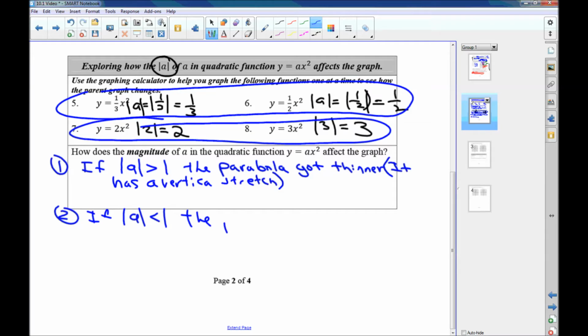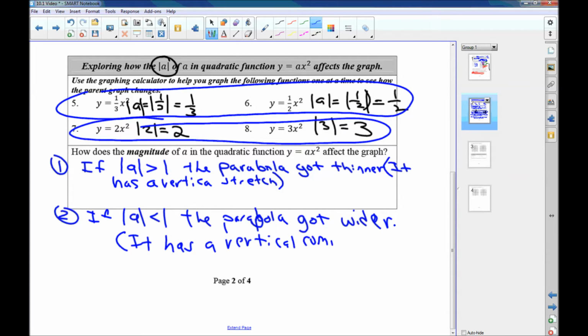Well, the parabola got wider. These are the math words: it has a vertical compression. A vertical compression is keeping the vertex in the same spot, smushing the arrows down, and it makes the graph get a little bit wider. All right, let's flip it over and see what we're talking about here.